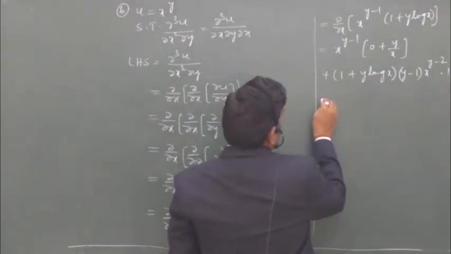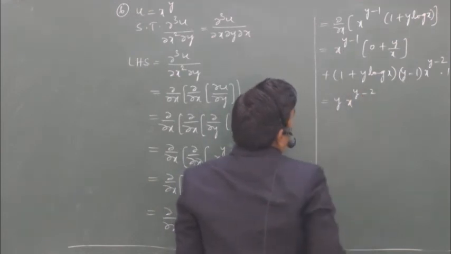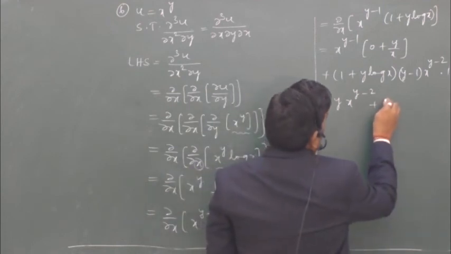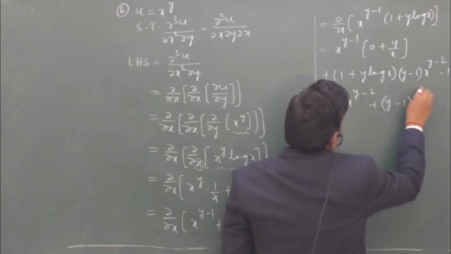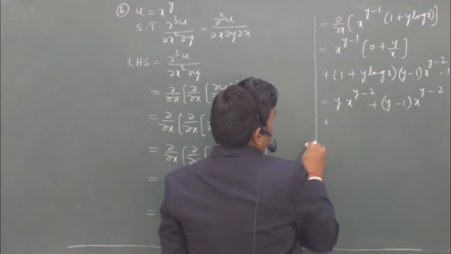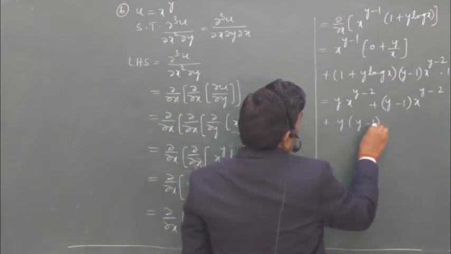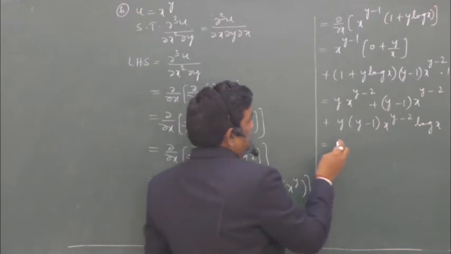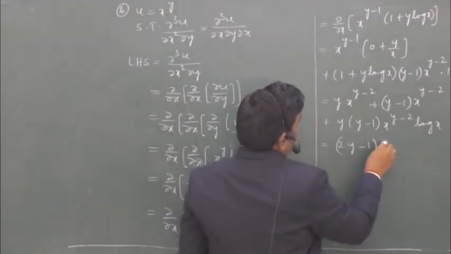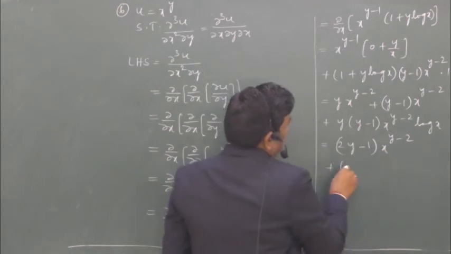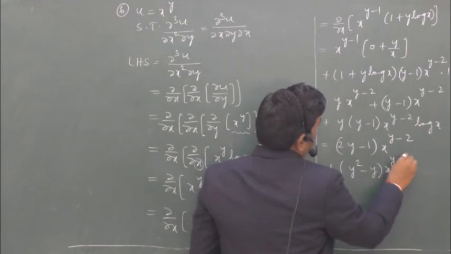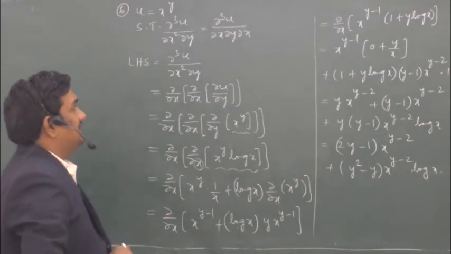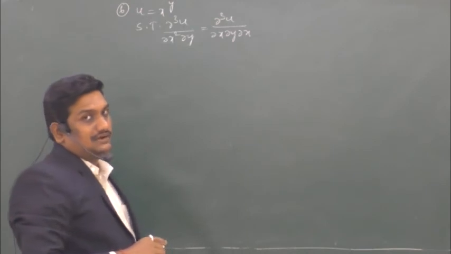Now it is y into x^(y-2) plus (y-1) into x^(y-2) plus y into (y-1) x^(y-2) log x. So it will be (2y-1) into x^(y-2) plus (y²-y) into x^(y-2) log x. So this is left hand side. Now you need to evaluate ∂³u/∂x∂y∂x. Now let us start with right hand side.